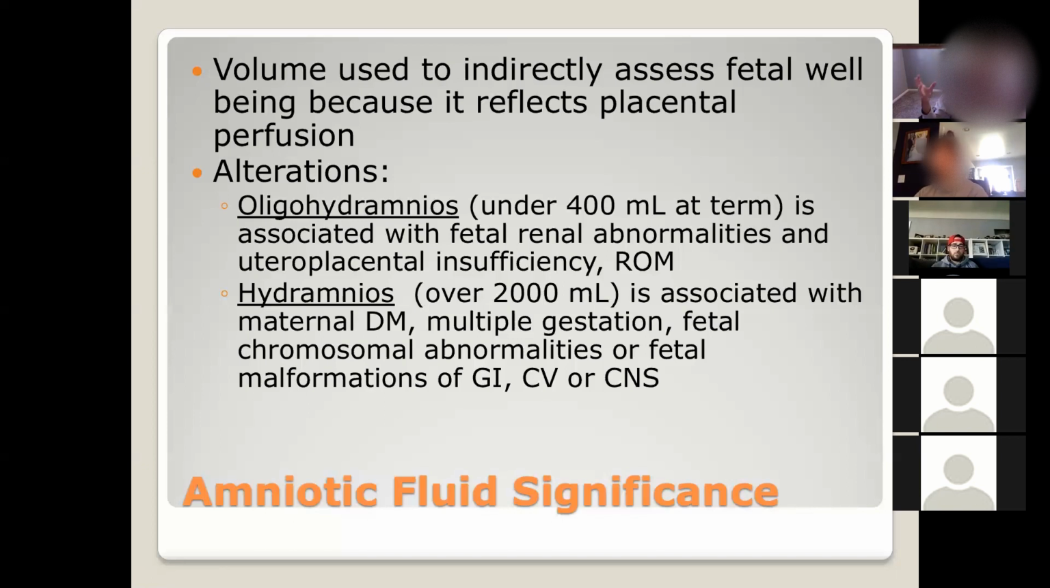Hydramnios, or sometimes people call it polyhydramnios, is an overabundance of fluid, too much fluid, okay? Over 2,000 milliliters at term. A lot of women who have maternal diabetes will have this. Multiple gestation, so if there are multiple babies in there, they do need a little bit more fluid, okay? But there's a point where it could be too much. If there are chromosomal abnormalities with the fetus, malformations, things like that, that can increase the fluid level, okay?